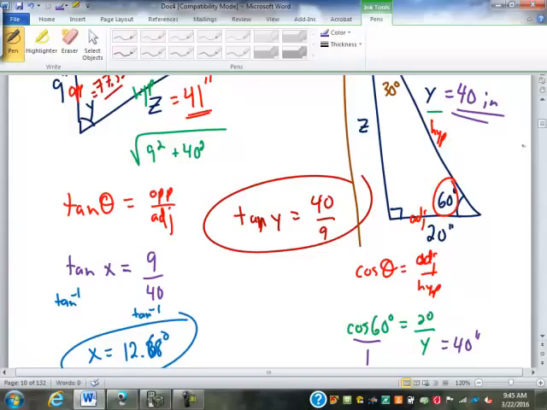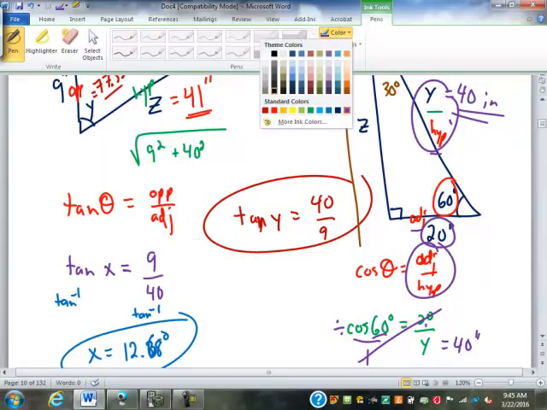Okay, do you see why it's a cosine? Adjacent over hypotenuse. So you put in 60 for the angle, 20 for the adjacent side, and then Y. So 1 times 20 is 20, divided by the cosine of 60 should give you 40. Why is it equal? Because 20 is the adjacent side and Y is the hypotenuse, so it's adjacent over hypotenuse.